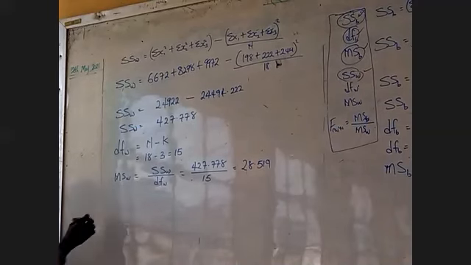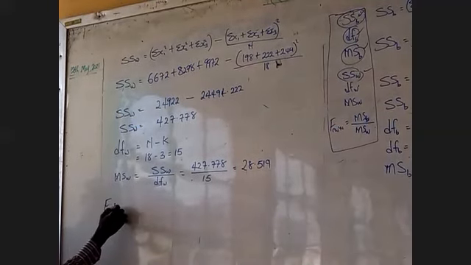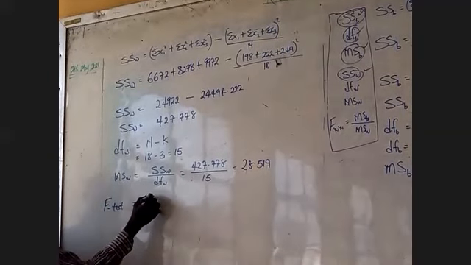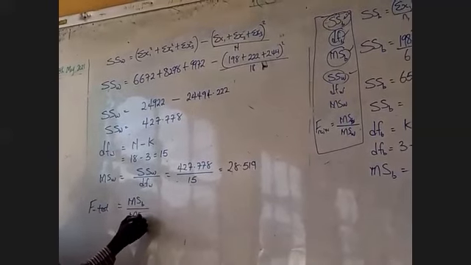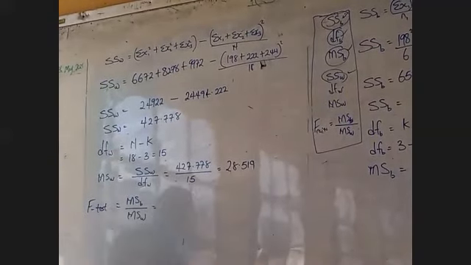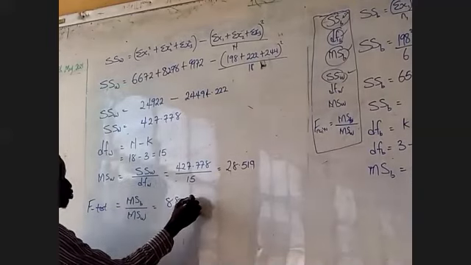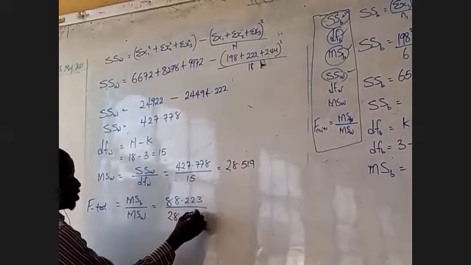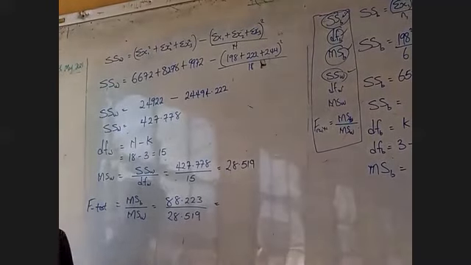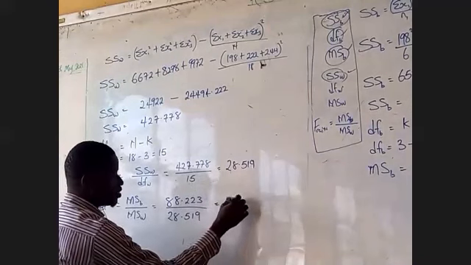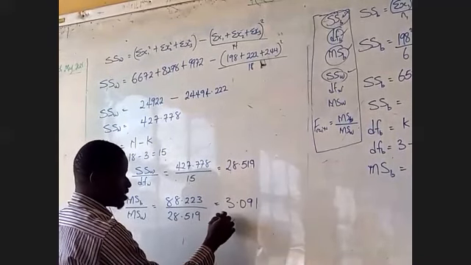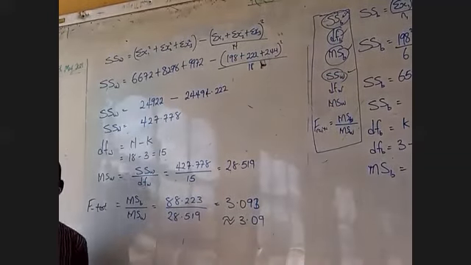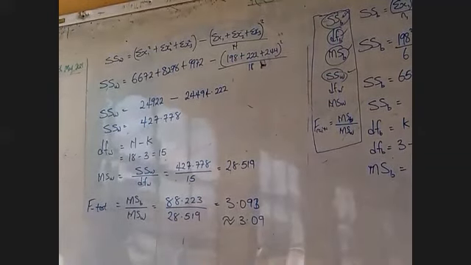We just find the Fisher's test or ratio, whatever. I think he gave test in the class. Let me put it this way. That's MSB over MSW. Remember, we got our MSB as 88.223 divided by the MSW, which is 28.519. What's the answer to this? 3.091. But remember, this is the final answer. So that will be 3.09. Is it not?